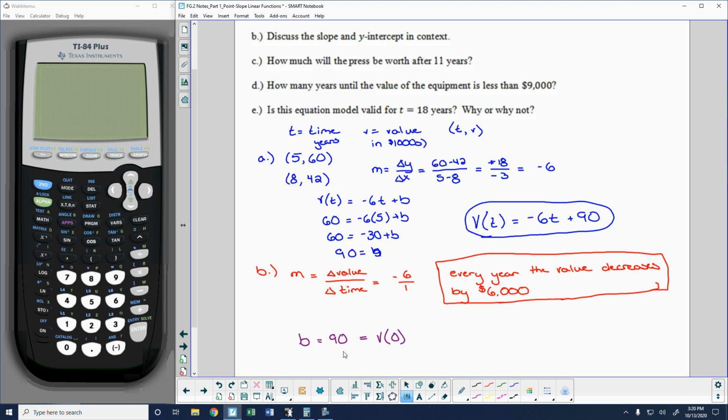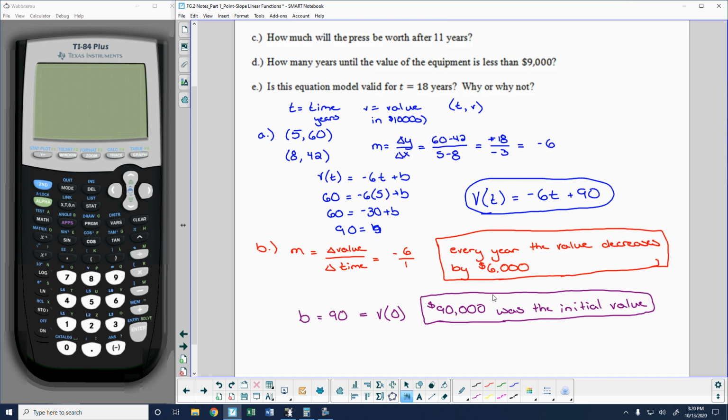So it says, discuss the slope and y-intercept in context. So the y-intercept would be $90,000, the initial value, or how much the press cost when it was brand new. The y-intercept is always going to be when x is 0, that initial amount. So in this case, initially it cost $90,000, and then the slope tells us that it depreciated $6,000 a year.